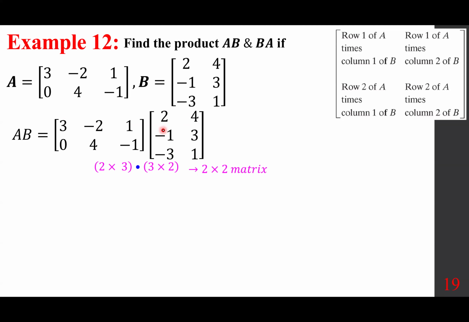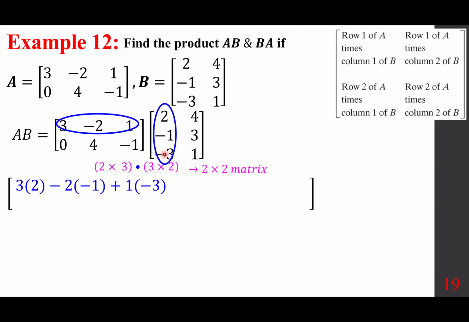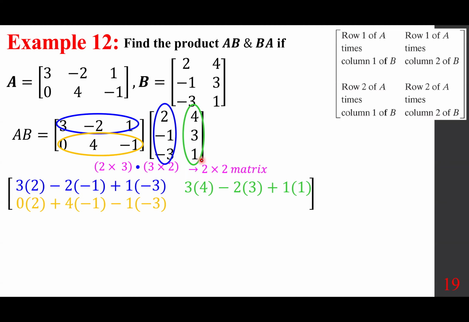So this is just like before. For the first one, we are going to multiply these two and add them up. 3 times 2 plus minus 2 times negative 1 plus 1 times negative 3. That would be the first entry, just like the previous one. Now I'm going to multiply by the second column. We get 3 times 4 plus minus 2 times 3 plus 1 times 1. Then we are going to multiply this one by this one. We get 0 times 2, 4 times negative 1, and negative 1 times negative 3. And finally, we're going to multiply this one by this one: 0 times 4, 4 times 3, negative 1 times 1. This is how we do that, everybody.